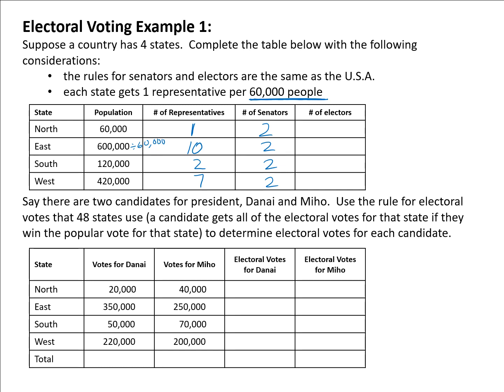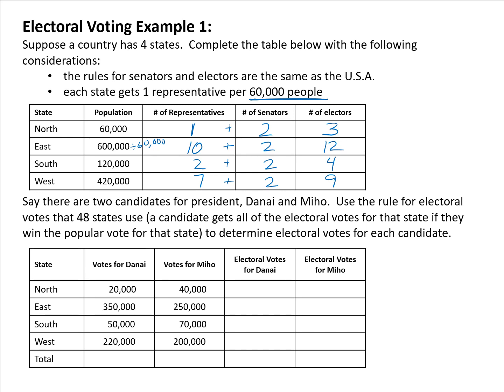So in terms of electors, the reason we were working with representatives and senators is that the number of electors each state gets is the sum of those representatives and senators. The state of North gets 3 electoral votes. The state of East gets 12 electoral votes because East had 10 representatives and 2 senators. The state of South with 2 of each gets 4 electoral votes, and the state of West gets 7 plus 2, or 9 electoral votes. So we now have the electoral votes that each state gets. Now let's look at the election itself.